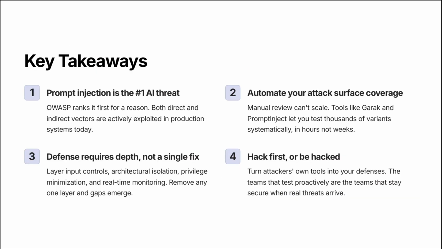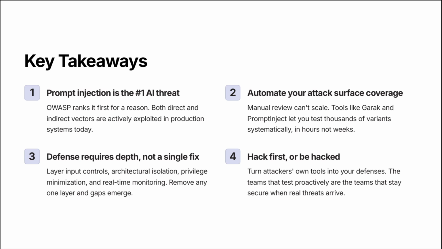Here are the key takeaways from this topic. First, prompt injection remains the number one AI threat. It leads the OWASP list because it is practical, common, and already being used against real systems through both direct prompts and indirect content sources. Second, attack coverage needs to be automated. Manual testing is useful, but it does not scale well enough for modern AI systems. Tools like Garak and Prompt Inject help you test large numbers of variations quickly and more systematically.